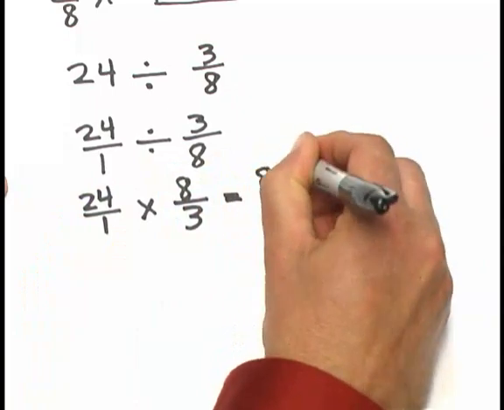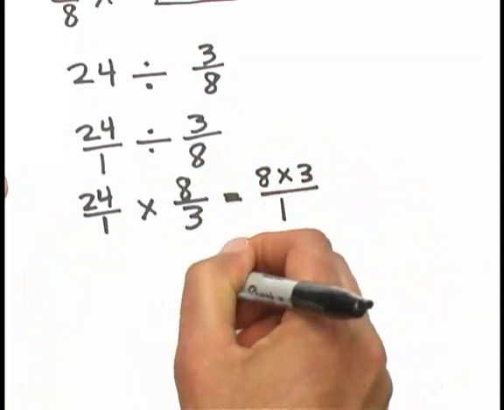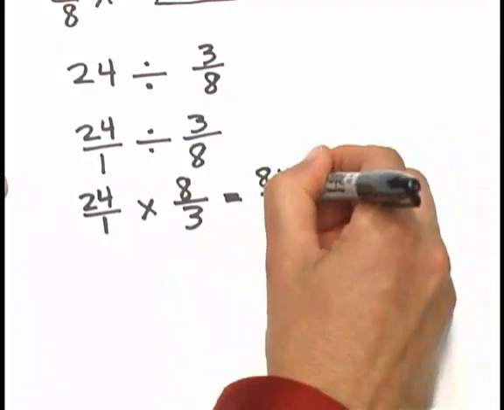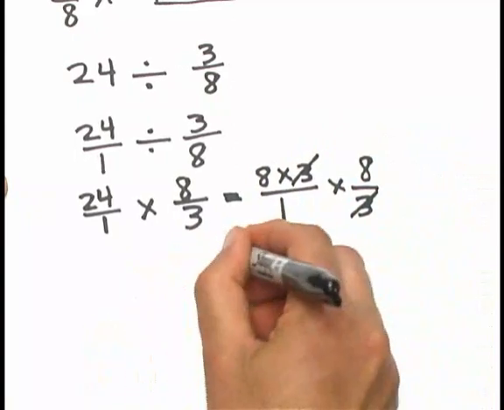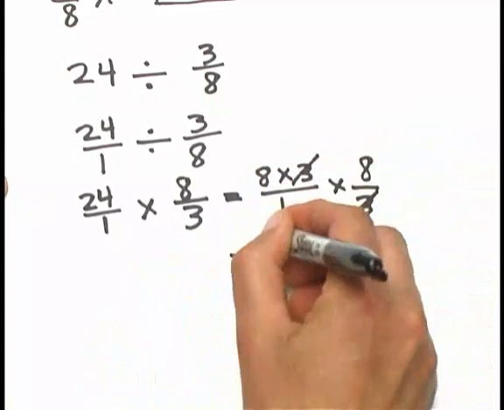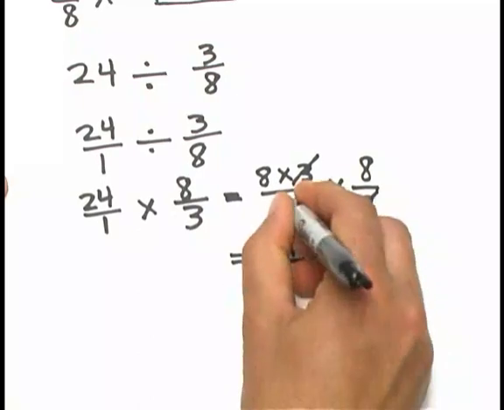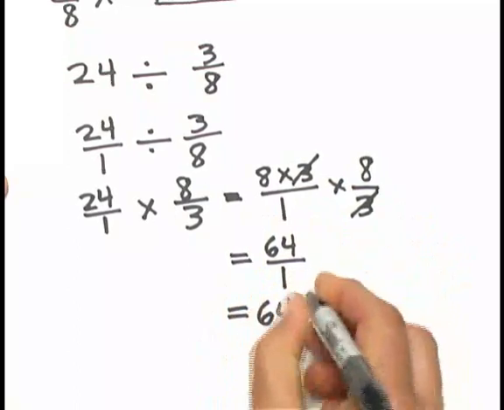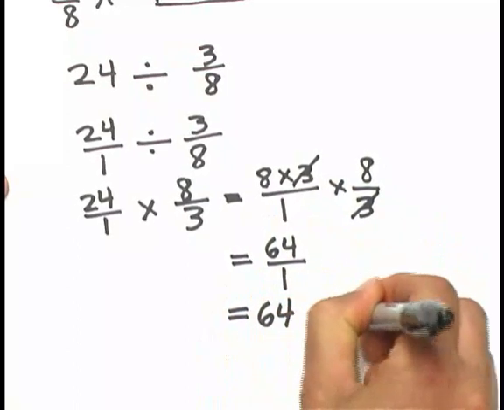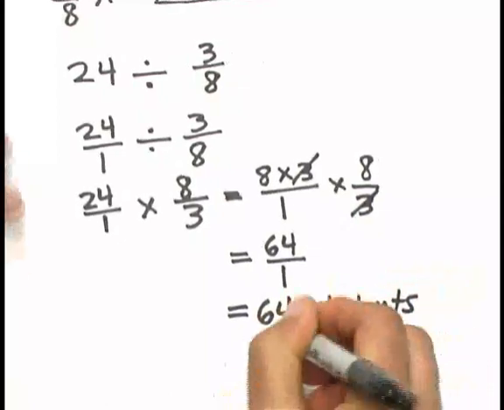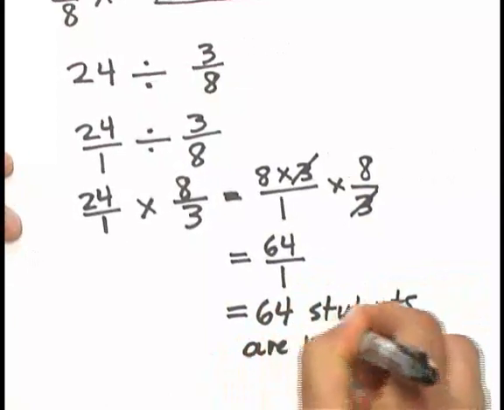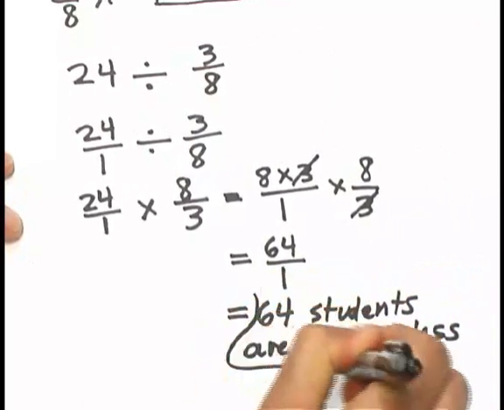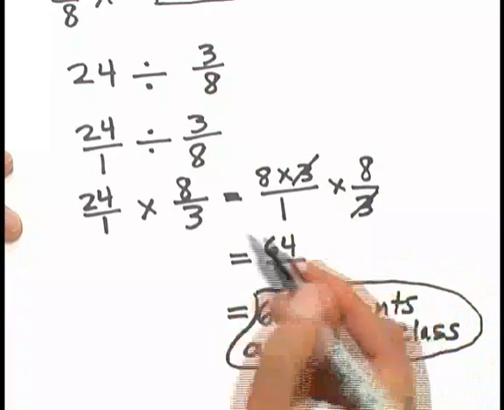24 is 8 times 3 over 1 times 8 over 3. I can cancel a factor of 3 above and below. That leaves me with 8 times 8, or 64, over 1 times 1 is 1. That's 64 students are in the class. That's the total number of students in this class, and that's the answer to this problem.